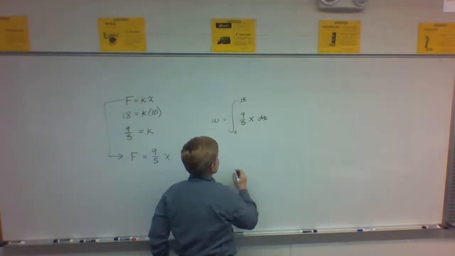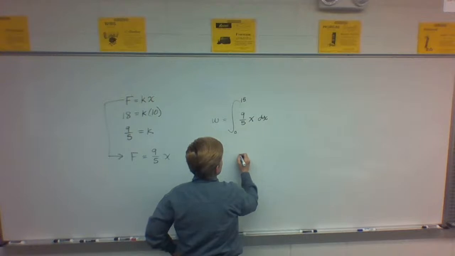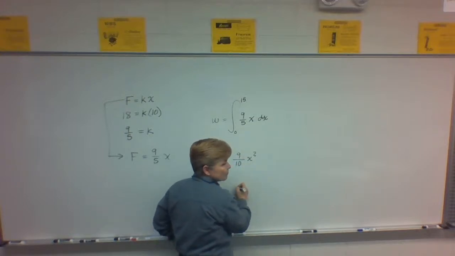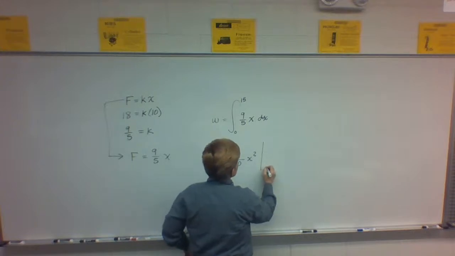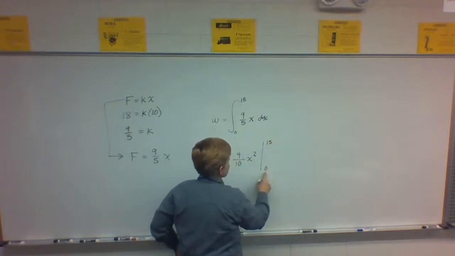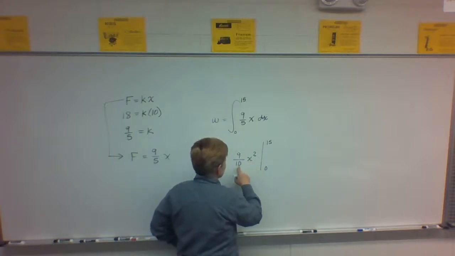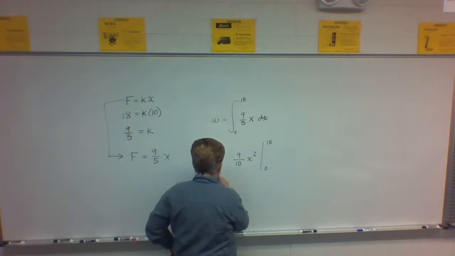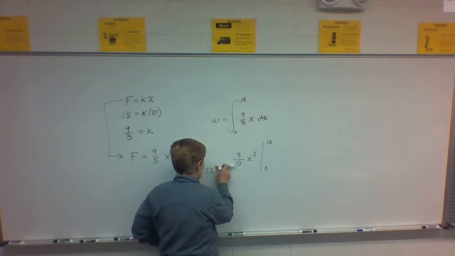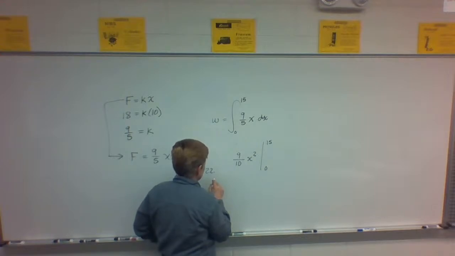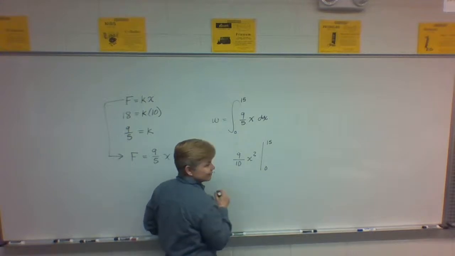That's it. So if I were to raise that up, that would be 9/10 x squared, that sound right? Yes. From 0 to 15. Again, plugging in 0 is no good. So that'd be 225 divided by 10. It'd be 22.5 times 9, whatever that is. Let's see, times 10 would be 225 minus.